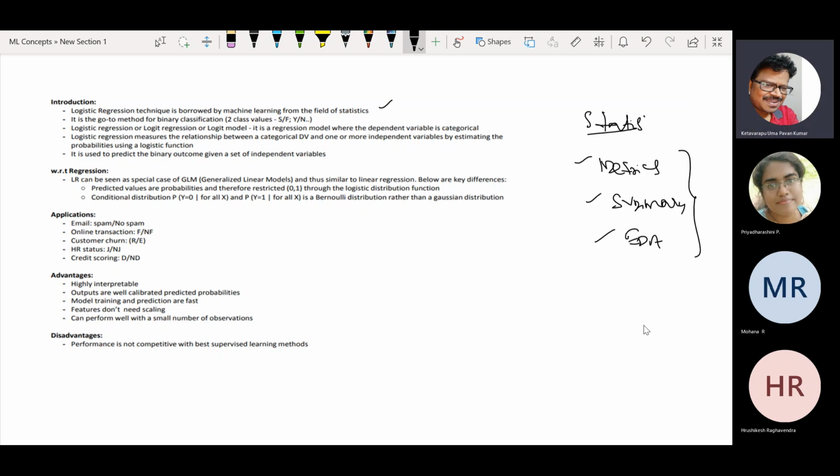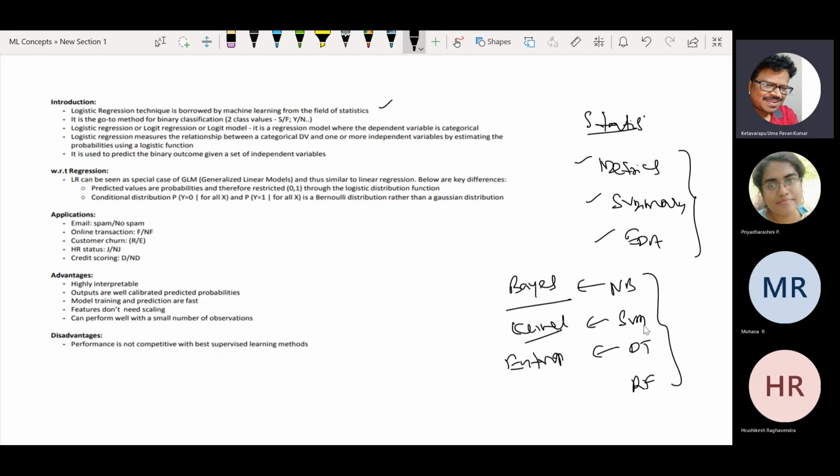Take naive Bayes, support vector machine, decision tree, random forest. In naive Bayes, we have the Bayes theorem, combining all the weak learners. In support vector machine, we have the kernel trick, which makes use of the margins and all. In decision trees, we have entropy, information gain, all these things. Whereas random forest is a technique where we keep on adding decision trees, and it is an ensemble-based technique.